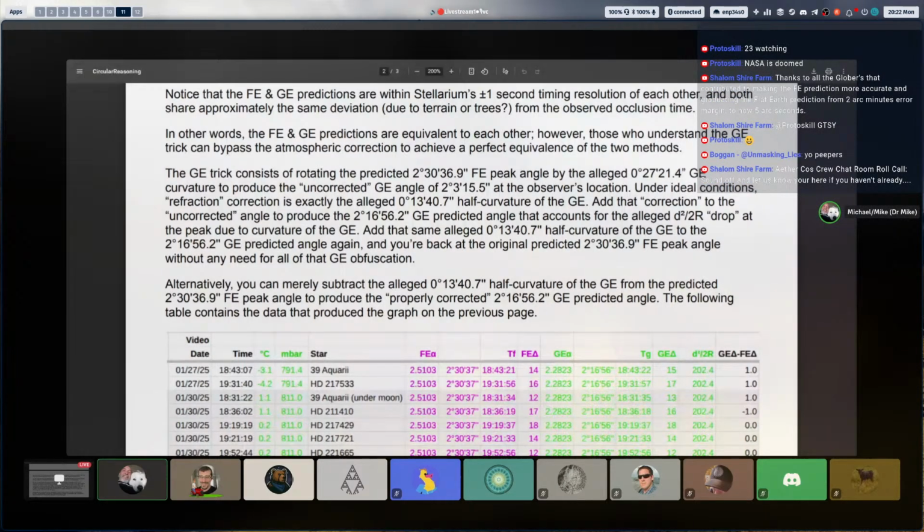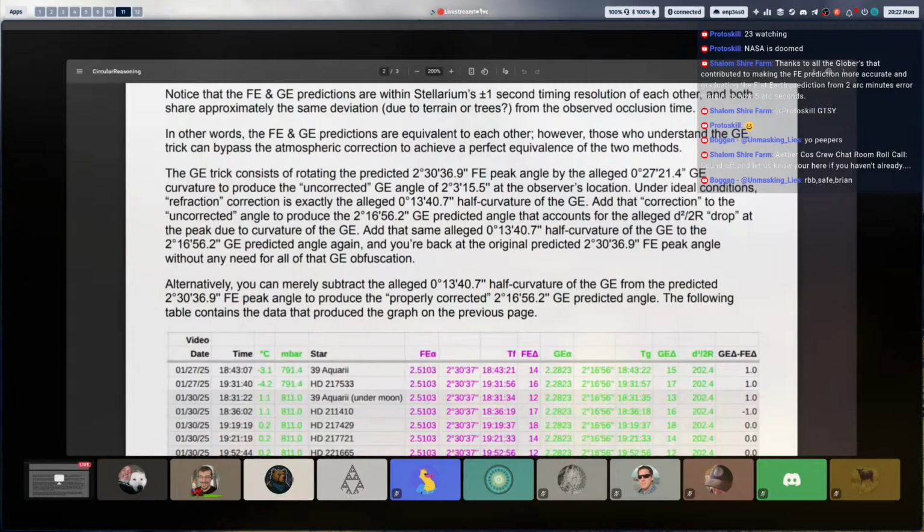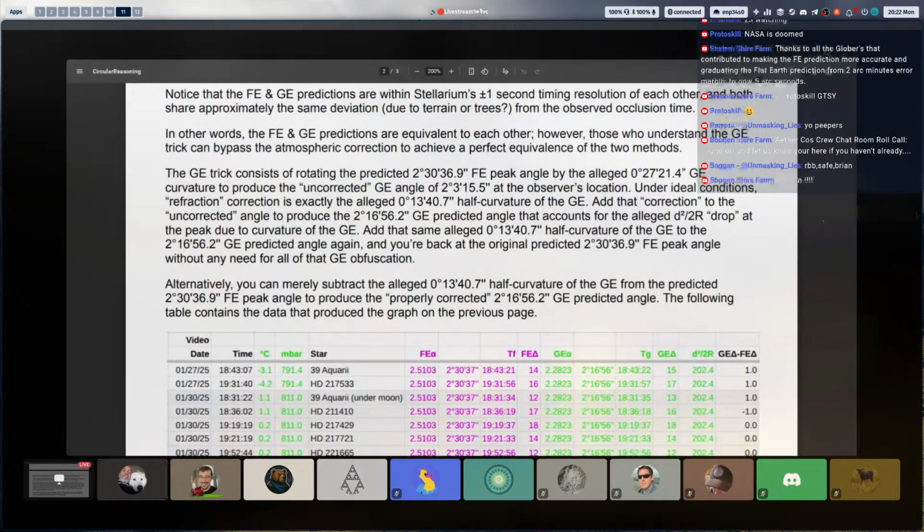And I'll scroll down later and show you the whole table. But everybody who understands the trick that our globe Earth friends are using can bypass the atmospheric correction totally to achieve a perfect equivalence for the two methods. And basically the trick our globe Earth friends are using is they're rotating the predicted flat Earth angle at the peak by the alleged curvature of the Earth to produce an uncorrected globe Earth angle at the observer's location.